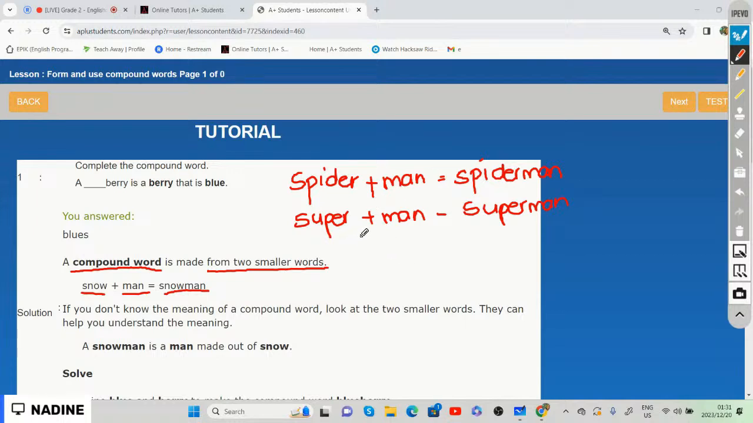The same with bed, right? I have a bed and I have a room. And if we were to find the compound word, then we can say it is bedroom.